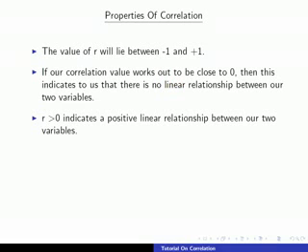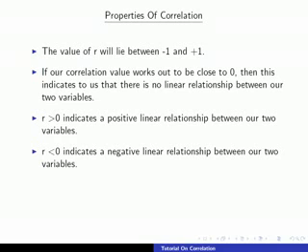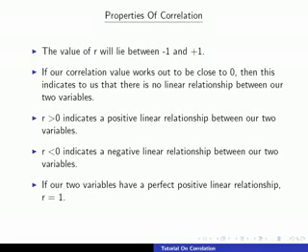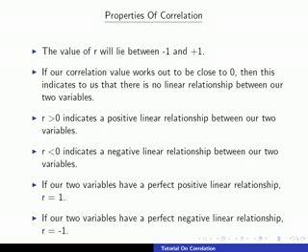If r is greater than 0, then the linear relationship is said to be positive. If r is less than 0, then the linear relationship is said to be negative. If our correlation value works out to be exactly 1, then this means that our two variables have a perfect positive linear relationship. If we get a value of exactly minus 1, then our variables have a perfect negative linear relationship.